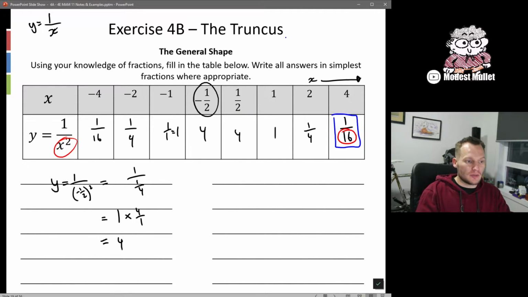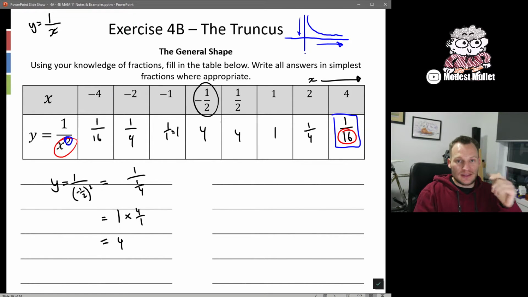So that's very similar to the hyperbola. And if we think of the basic graph of that, as our x gets larger, our y is going to get smaller, and we get that sort of shape. Being a square under here, in this case this effect is even more pronounced than a hyperbola. So with a hyperbola, we might get that sort of shape. For the Truncus, I might use a green line instead. The shape is much more pronounced.